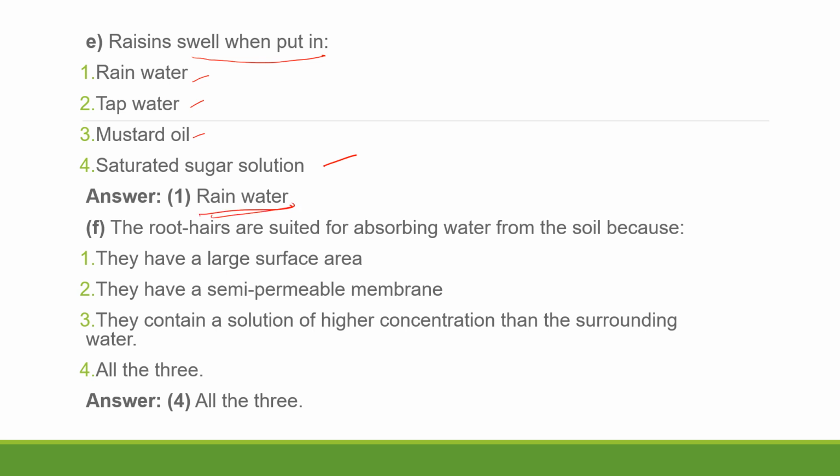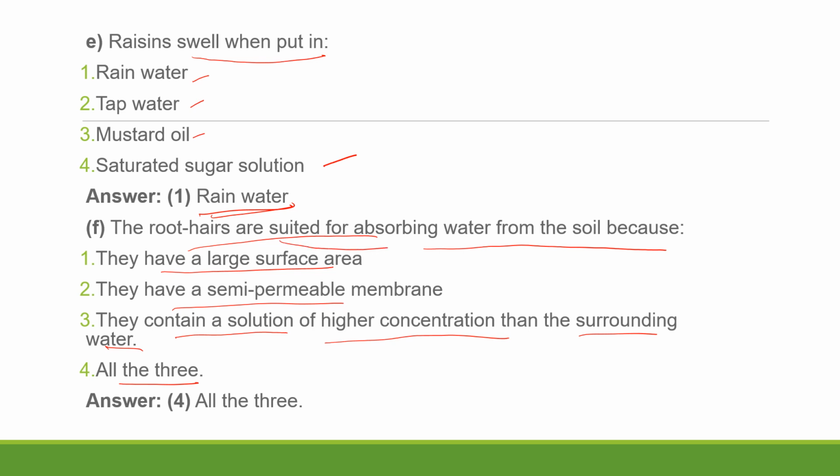The root hairs are suited for absorbing water from soil because they have a large surface area, they have a semi-permeable membrane, they contain a solution of higher concentration than the surrounding water, or all of the three. So the root hairs are suited for absorbing water because they have a large surface area, a semi-permeable membrane, and a solution of higher concentration than the surrounding water. So all of the three is correct, and the fourth option will be correct.